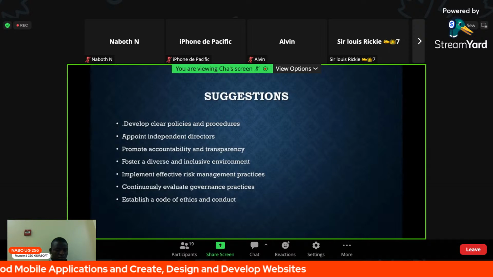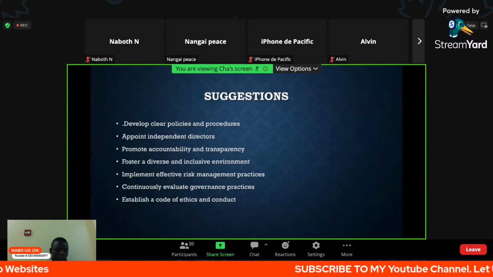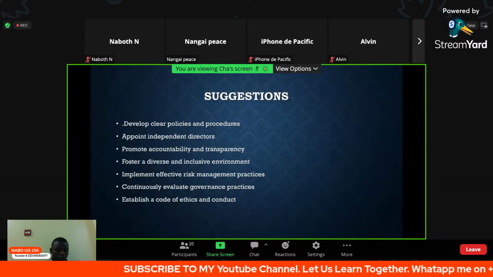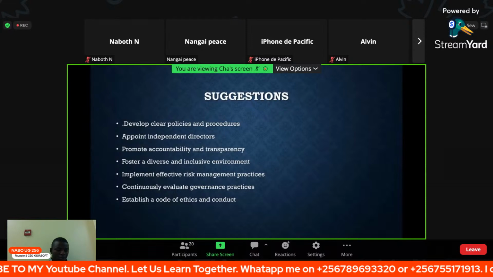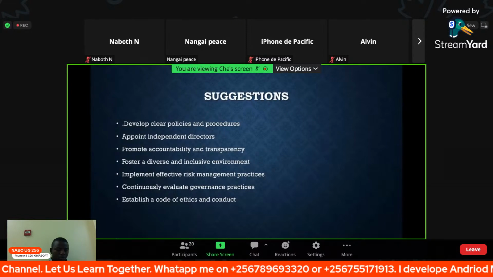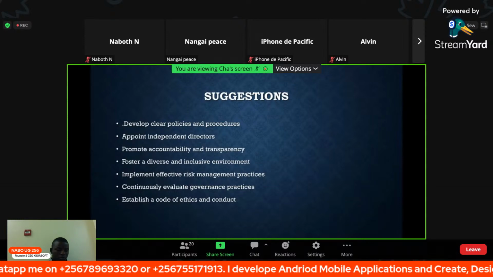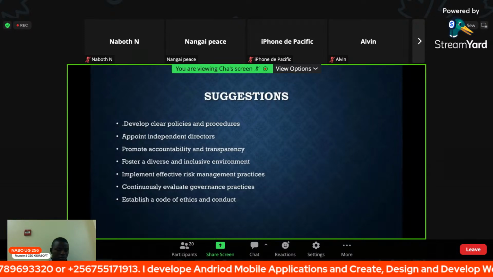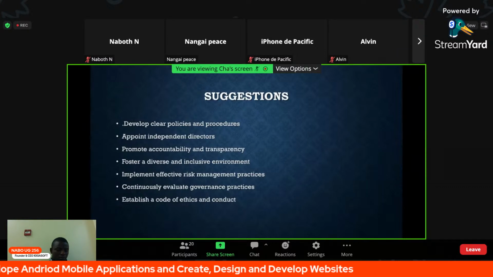Then the next one will be appoint independent directors. These directors should be without conflict of interest. We all did company law. We know what conflict of interest means. If you have a conflict of interest, you cannot come up with very straight decisions because you don't know what to do. So this can help to mitigate risks associated with conflicts of interest and improve the quality of decision making.